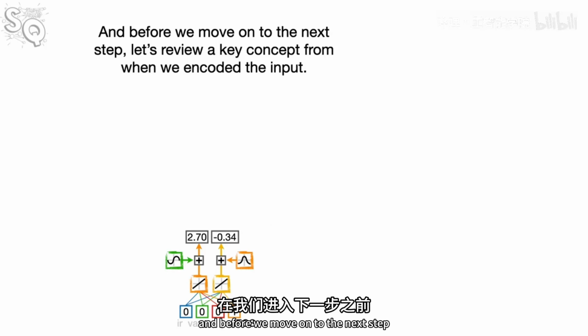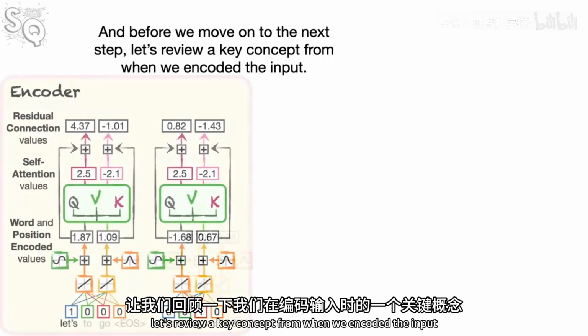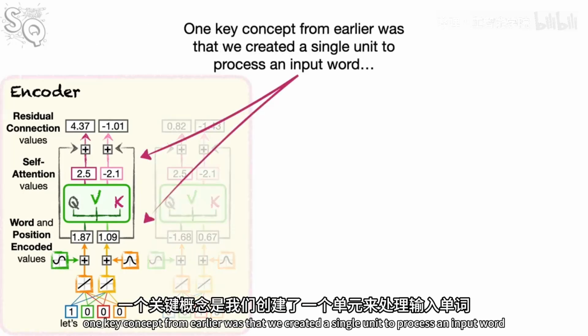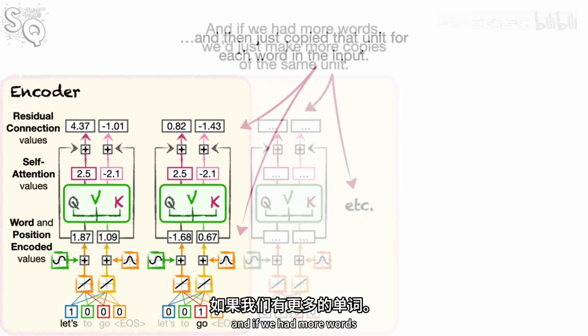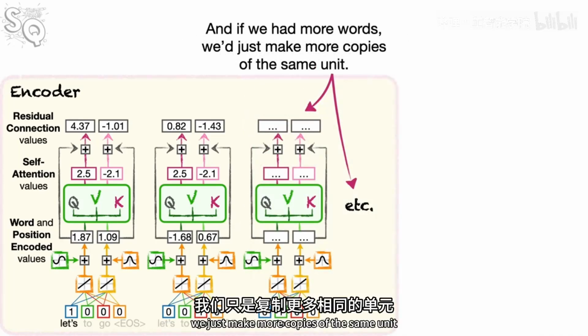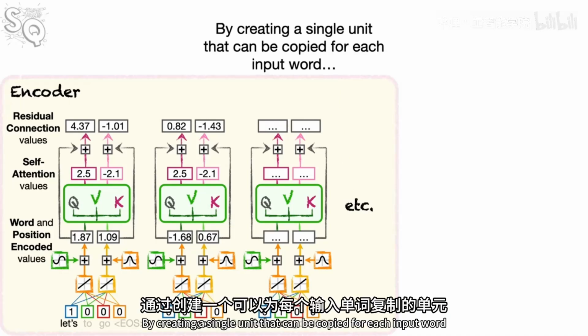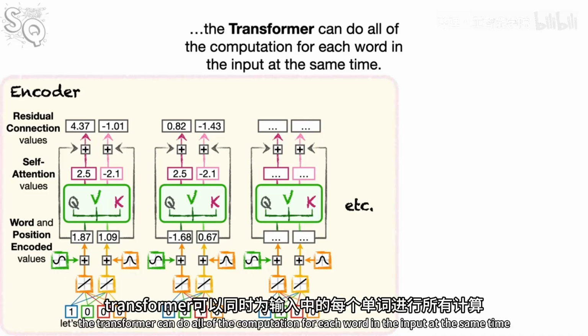And before we move on to the next step, let's review a key concept from when we encoded the input. One key concept from earlier was that we created a single unit to process an input word. And then we just copied that unit for each word in the input. And if we had more words, we just make more copies of the same unit. By creating a single unit that can be copied for each input word, the transformer can do all of the computation for each word in the input at the same time.